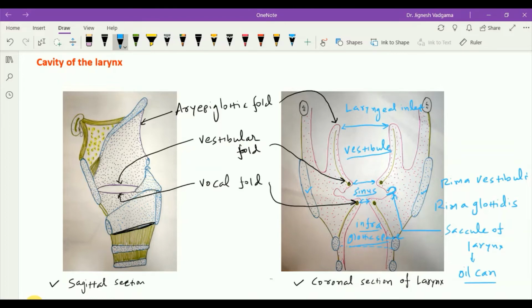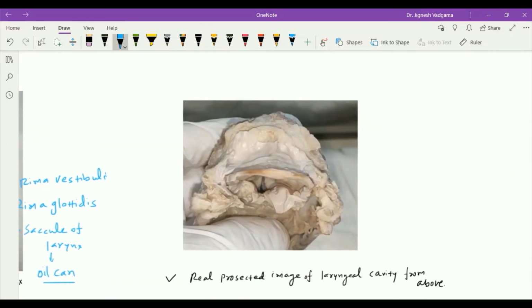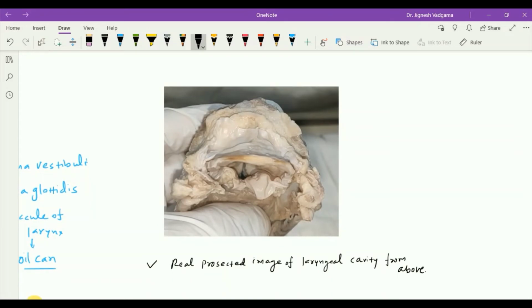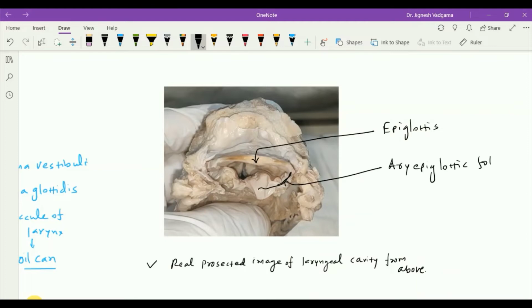Now let's see the real prosected image of the laryngeal cavity from above. We can appreciate this is the upper free margin of the epiglottis of the larynx, and this fold is the aryepiglottic fold, and we are able to see this is the boundary of the laryngeal inlet. When we see inside the laryngeal inlet, we can find the laryngeal cavity, and let's enlarge the image.